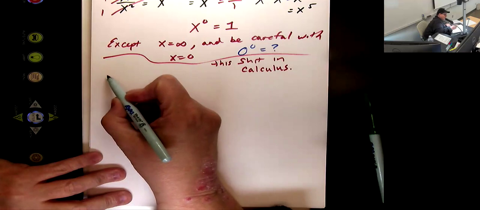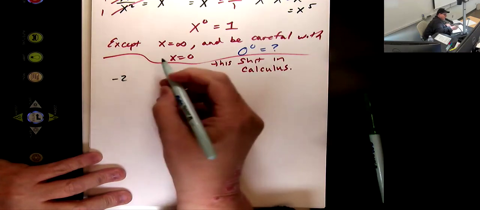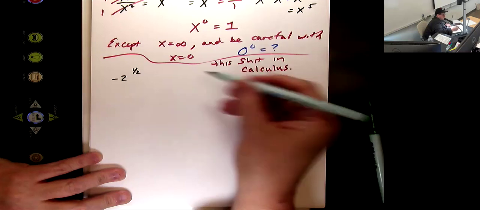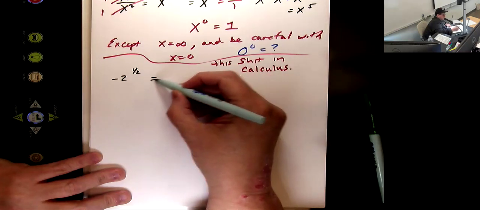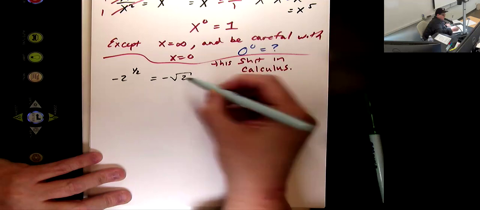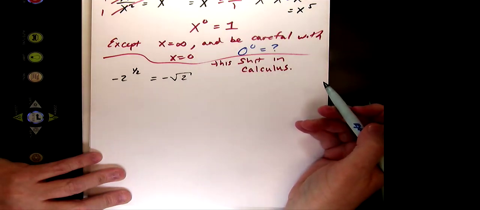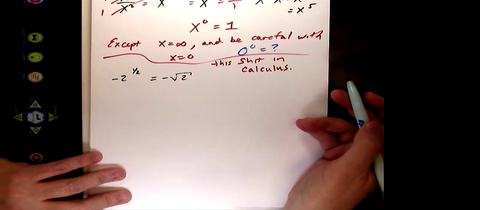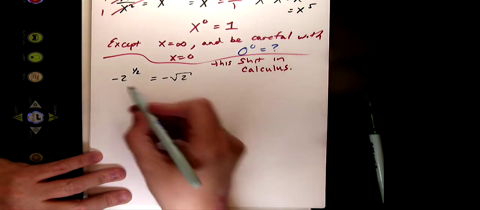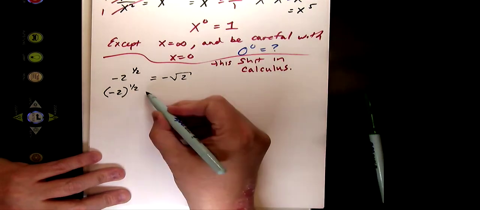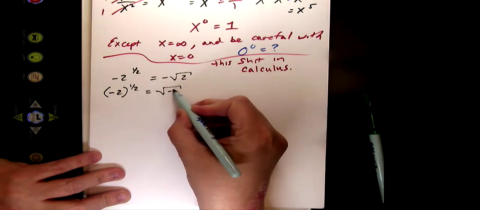If we do -2 to the 1/2, this is negative square root of 2, because the negative is not included with it. The only time the negative is included with the exponent is if it's in parentheses. That would be square root of -2.